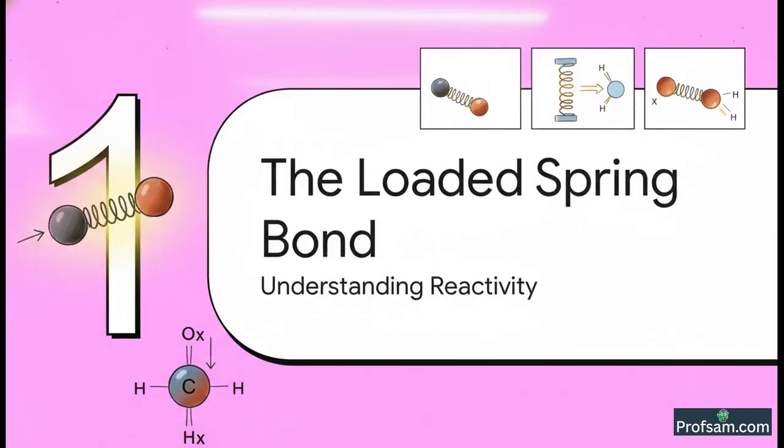You know, to predict anything, we have to first understand the very heart of the matter. For haloalkanes, all of their reactivity, everything, comes from one single place, that carbon-halogen bond. And the absolute best way to think about this bond is to imagine it as a loaded spring.